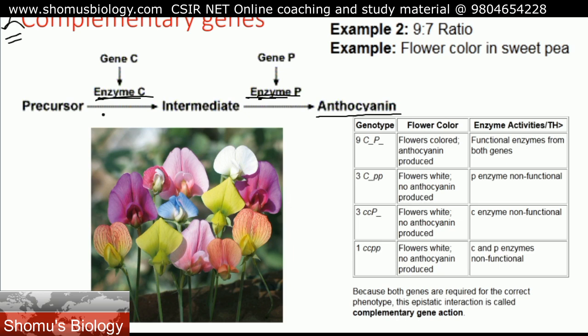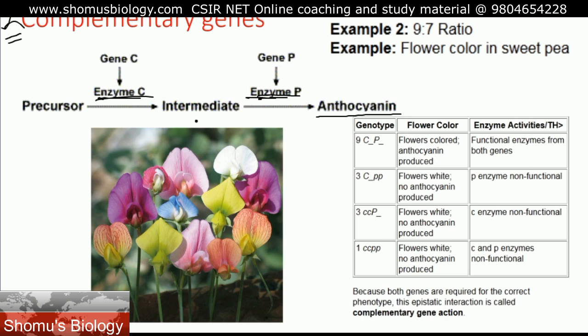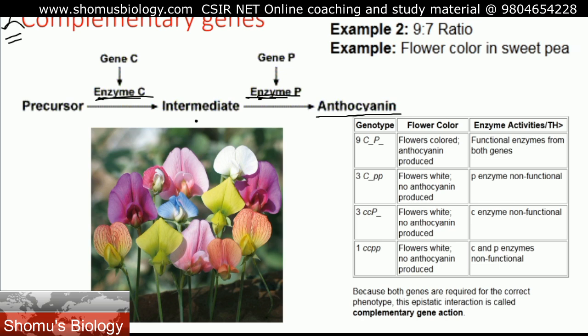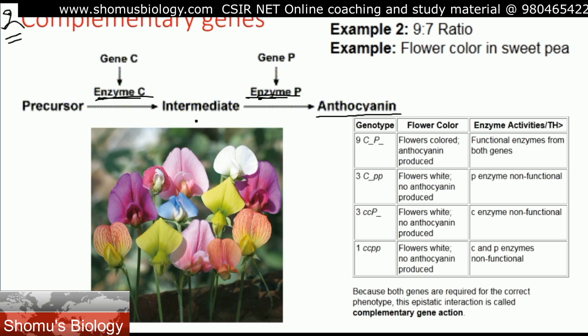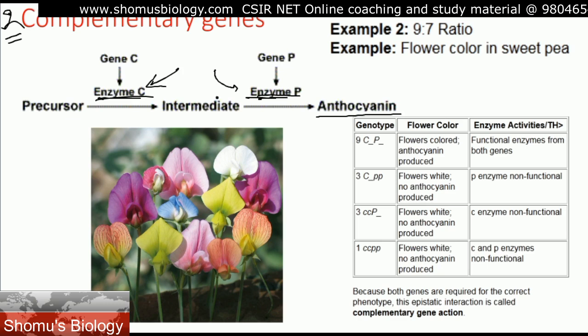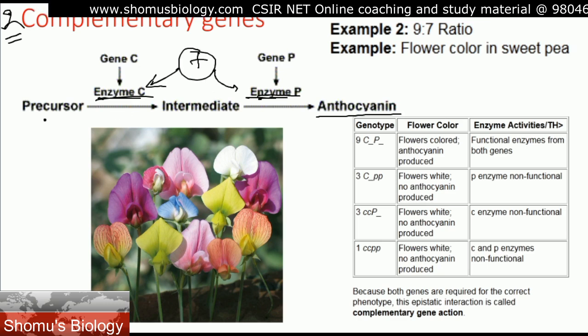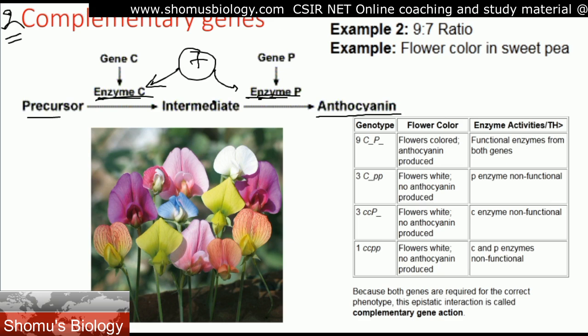So first of all, in this case the scenario is a little different than the earlier one. In the earlier case, either A or B can convert the precursor into color. In this case, you need both enzyme C as well as enzyme P to convert the precursor into anthocyanin, right? So for adding color, we need both capital C as well as capital P, right?